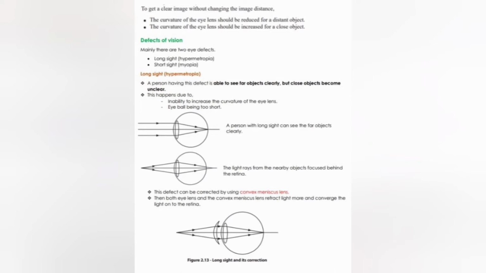This defect can be corrected by using a convex meniscus lens. Then both the eye lens and the convex meniscus lens refract light more and converge the light onto the retina. In the last diagram given here, you can see long sight and its correction.